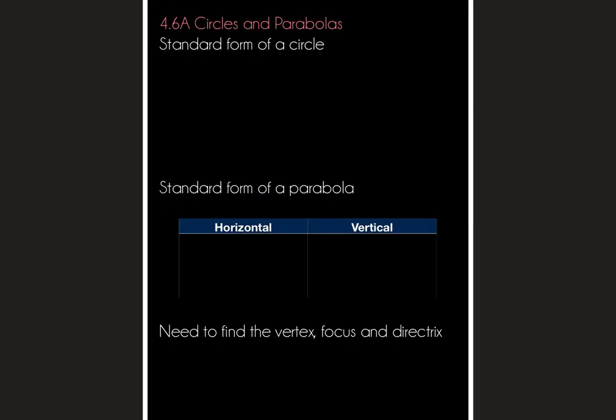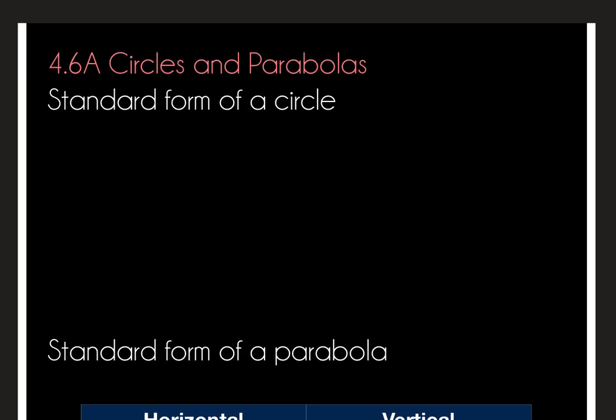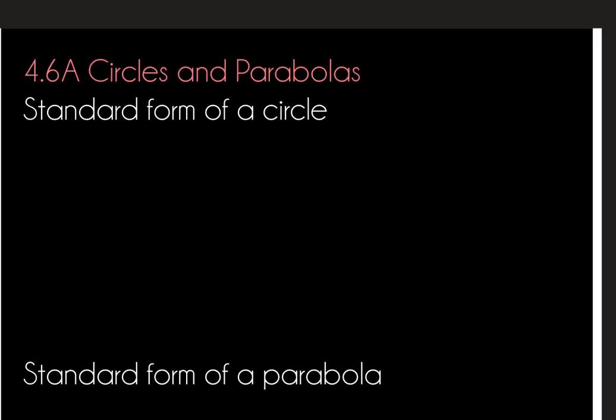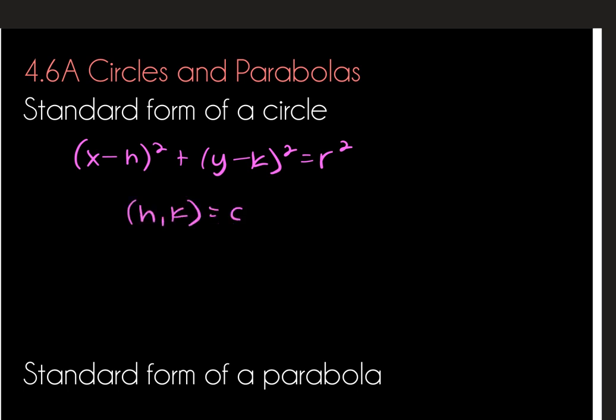Okay, then came all your conics. We started with the circles and the parabolas. First of all, we'll go through all the equations and then we'll talk about the different kinds of questions you can get. But the standard form of a circle is x minus h squared plus y minus k squared equals r squared, where (h, k) is your center, r is your radius.